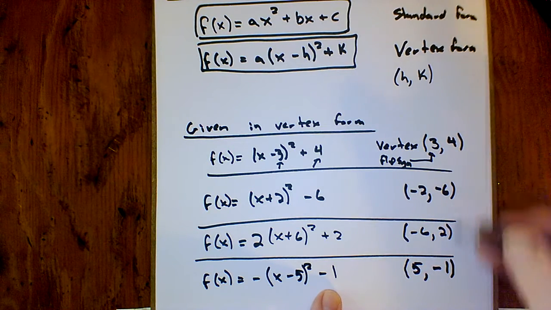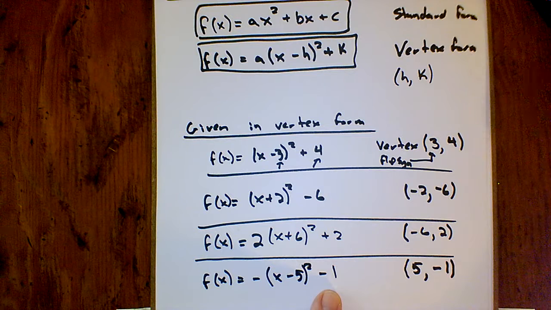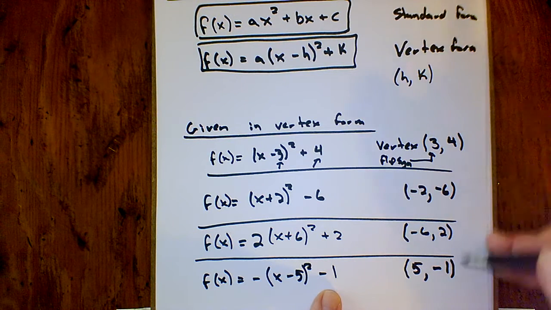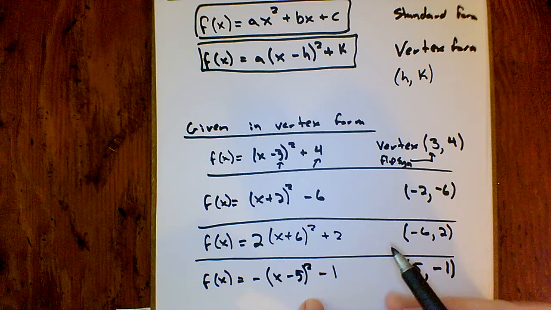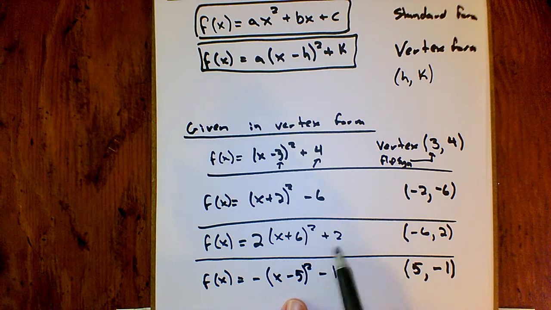So given something in vertex form, it's really quite straightforward. We don't have a lot that we need to worry about. We can read it directly out of our equation.